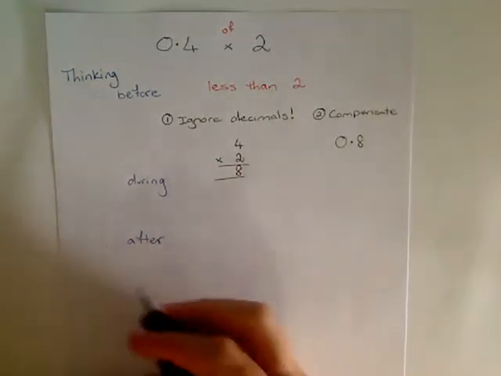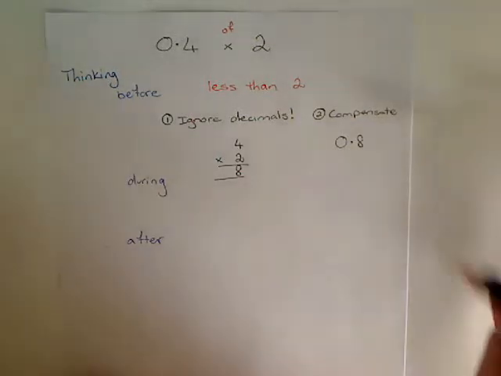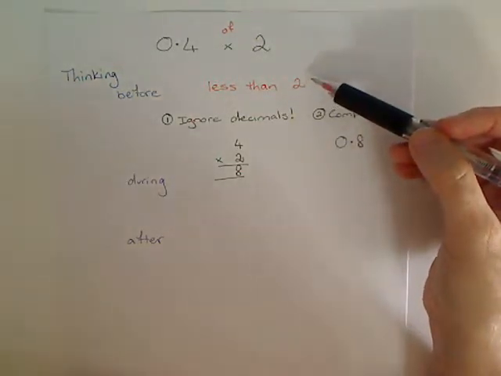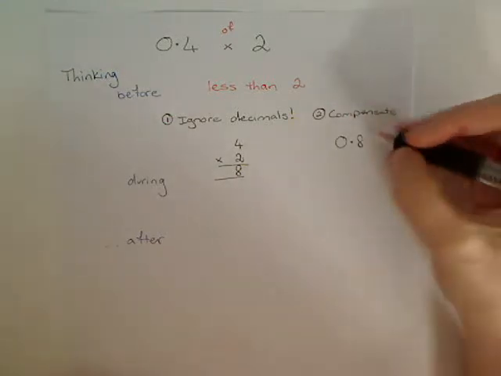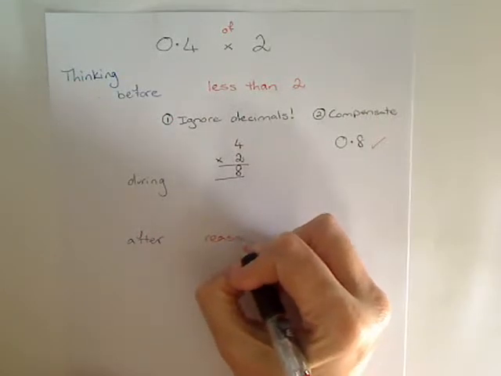Thinking after, if I want to see how I'm going, if I'm on track, first of all, I can compare my answer with what I started with. It is less than 2, and if you went that extra step, yes, it is less than 1. That's a good thing. So the answer is certainly a reasonable one.